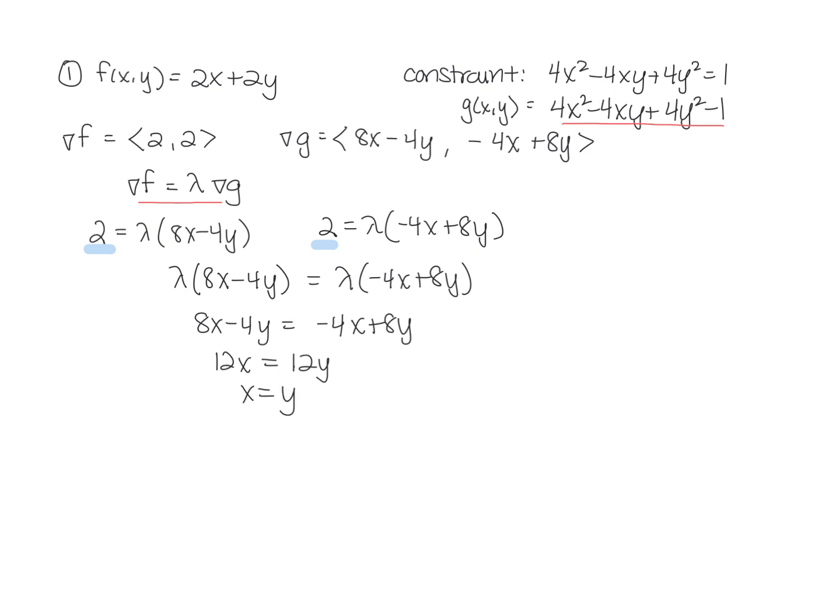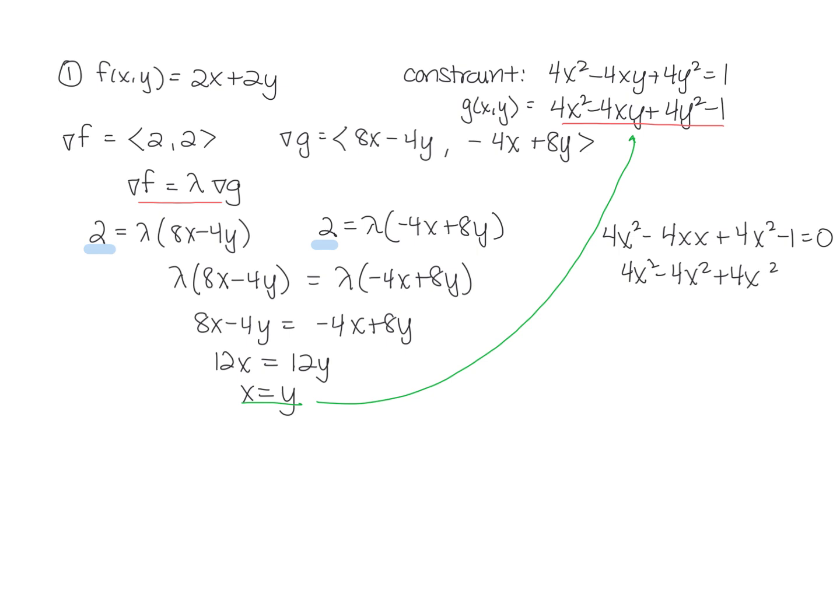Now, if I could solve just those two and find a numeric value for x or y or lambda, then I could make some substitutions in. As it stands right now, I need to take this expression, x equals y, and go back into my constraint equation up here. In that expression, I'm going to replace either x or y with the other variable. So we would get 4x squared minus 4x times x plus 4x squared minus 1 has to equal 0. This will allow me to solve for x, and you'd see something very similar if we were to substitute in for y instead.